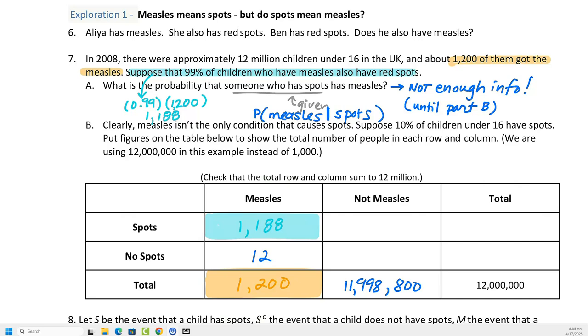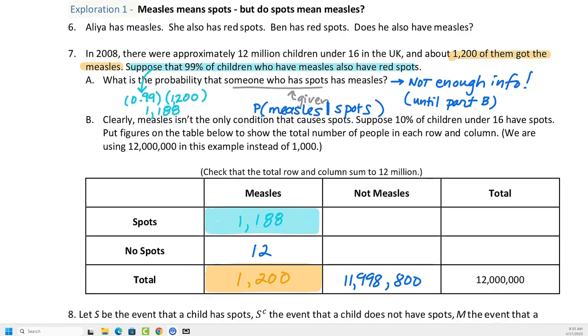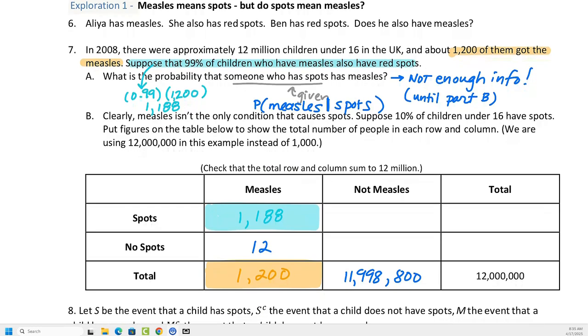Part B. Clearly, measles isn't the only condition that causes spots. Suppose 10% of children under 16 have spots. Put the figures in the table below to show the total number of people in each row and column. We're using 12 million in this example instead of 1,000. Well, okay, so 10% of children under 16 have spots.